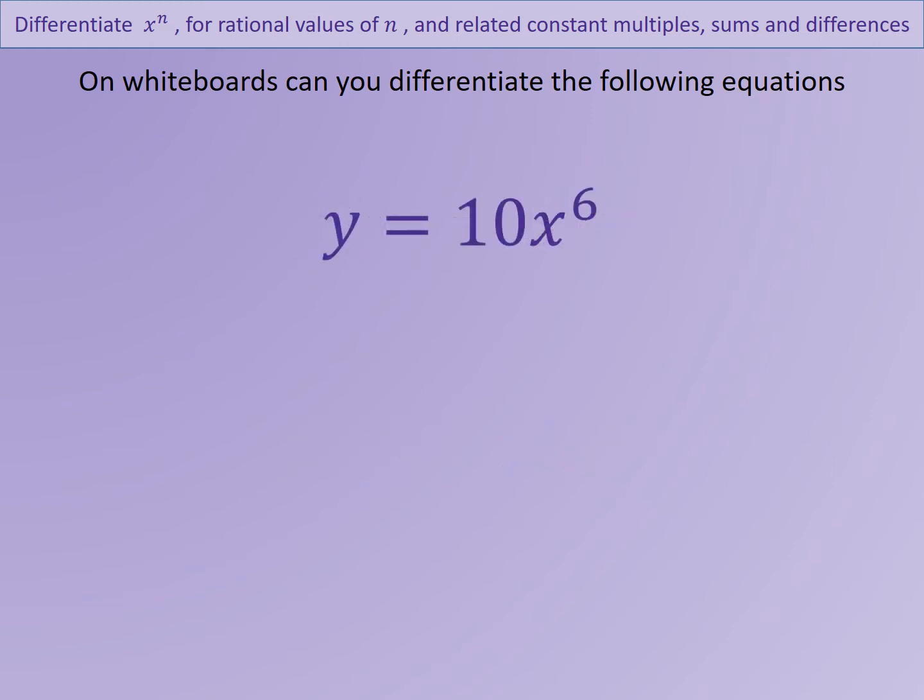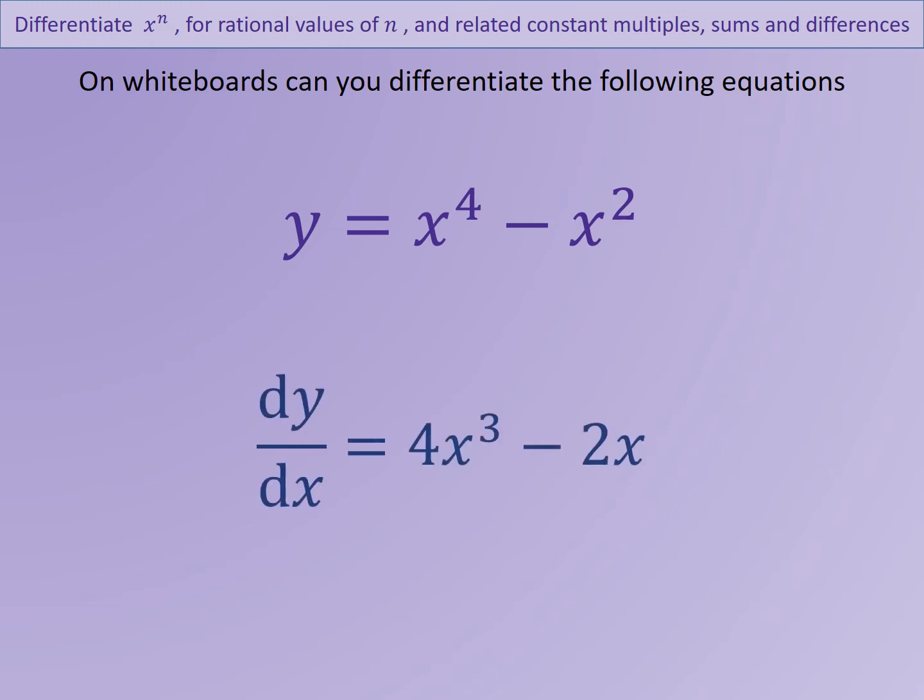Number 4. So same again, we had a coefficient of 10 already there. So our gradient function, which would be called dy by dx this time, dy by dx will equal 60x to the power of 5. Next one. So this is the first time we're seeing two terms within the equation. So deal with each of them in turn, and that will give you your gradient function. So dy by dx equals 4x cubed minus 2x. We could write it as 2x to the power of 1, but of course we don't need to.